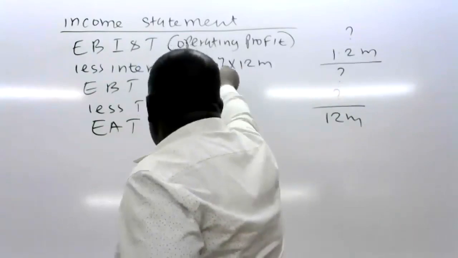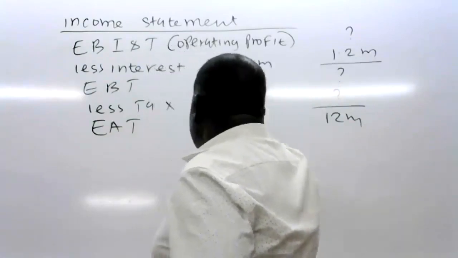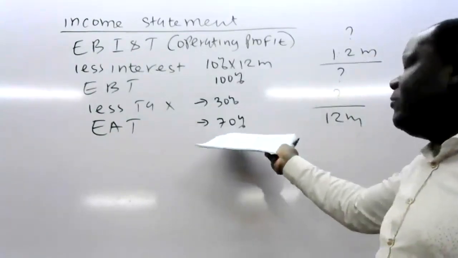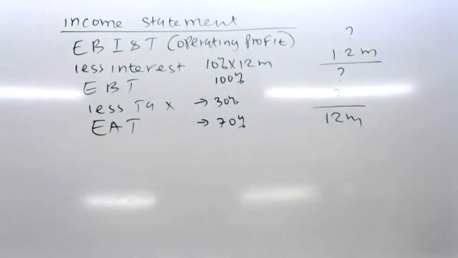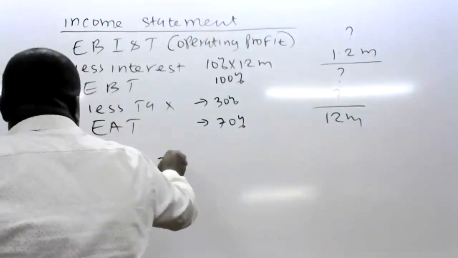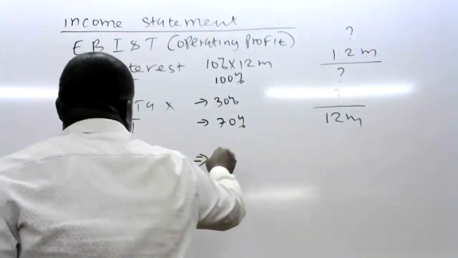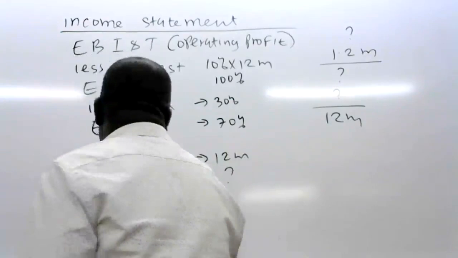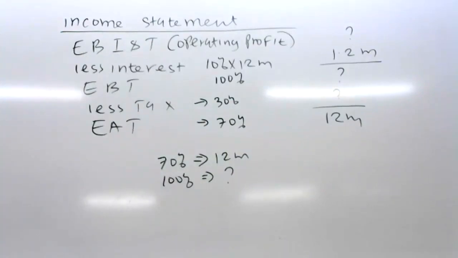Then the earnings before the tax must now be what? 100%. Because 100% minus 30% is when we get 70%. So now we do our workings here. We say that 70% is equivalent to 12 million. How about 100%? So we cross multiply so that we get the earnings before the tax.